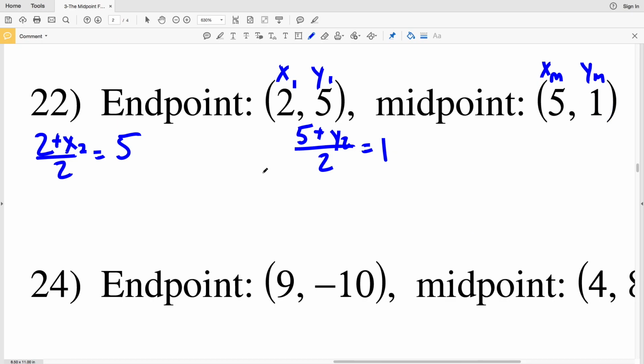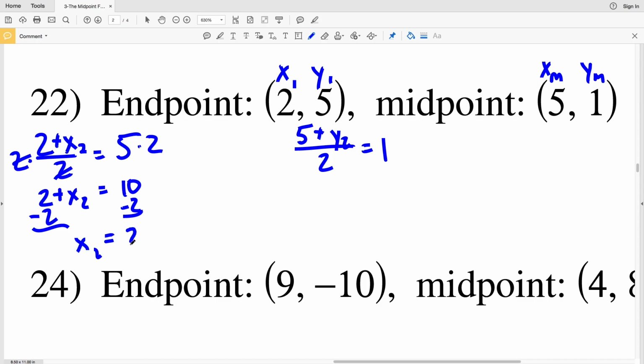So now let me solve each of these. I'll start by multiplying both sides by 2 to get that 2 plus x sub 2 equals 10. Then I'll subtract 2 from both sides to get that x sub 2 is equal to a positive 8. So now I have my x coordinate for my other endpoint. Now let's solve for our y coordinate.